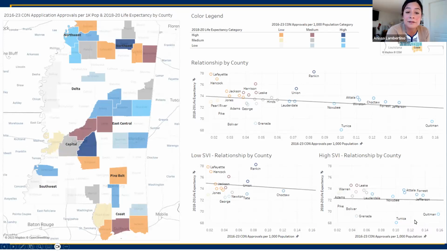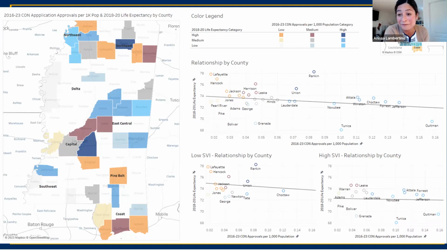The next thing I did was I stratified the counties by low social vulnerability and high social vulnerability, again placing roughly an equal number of counties in each category. And we did not see a difference. Again, the relationship was still negative.